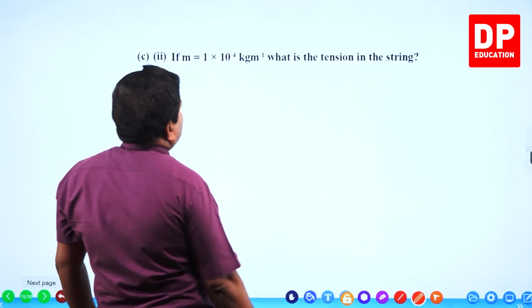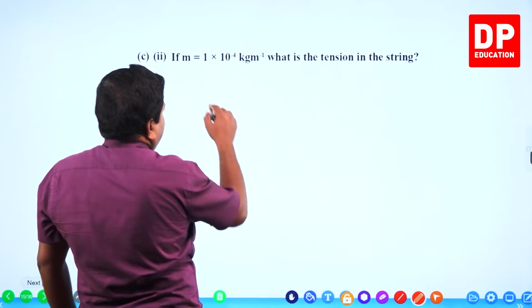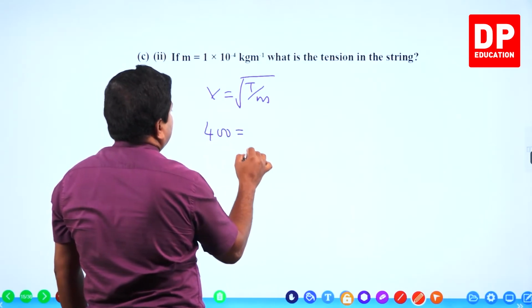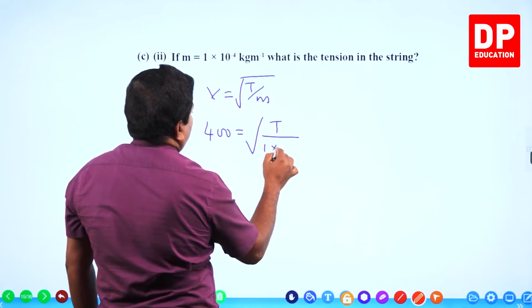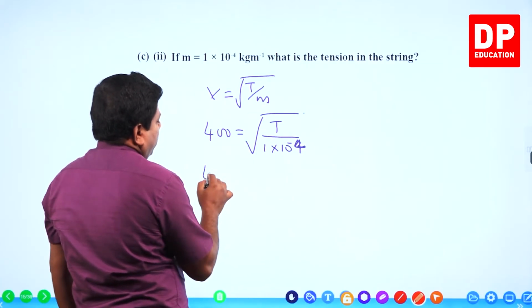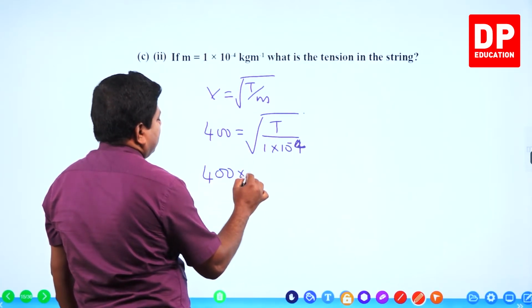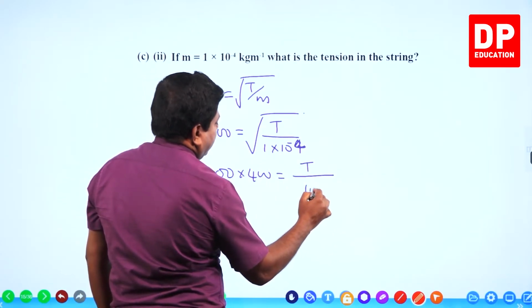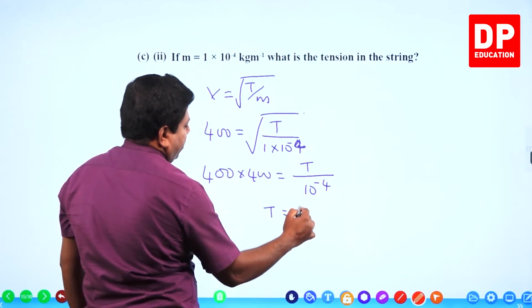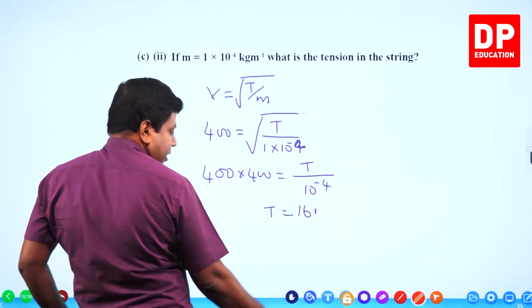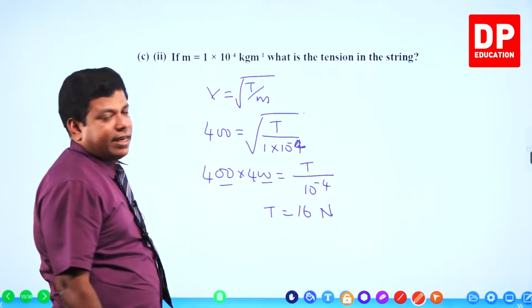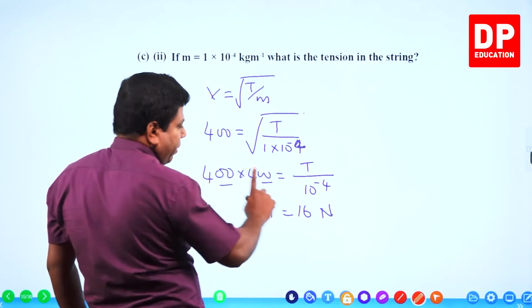If m is 1 into 10 to the power minus 4 kilogram per meter, what's the tension in the string? V equals square root of T over m. We got V to be 400, m is 1 into 10 to the power minus 4. So it's going to be 400 squared equals T divided by 10 to the power minus 4. When you multiply here, the zeros will cancel. T is going to be 16 newtons. Can you understand? These two zeros will get cancelled with that 10 to the power minus 4, so only 4 and 4 would remain, which is 16.